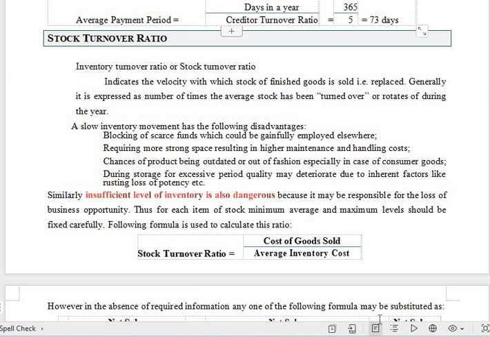Average inventory is nothing but average stock, which is opening stock plus closing stock divided by 2. Suppose in your question only one of the stocks, either opening or closing, is given. Then we can take that itself as the average stock. If both are given, only then do we add them and divide by 2.